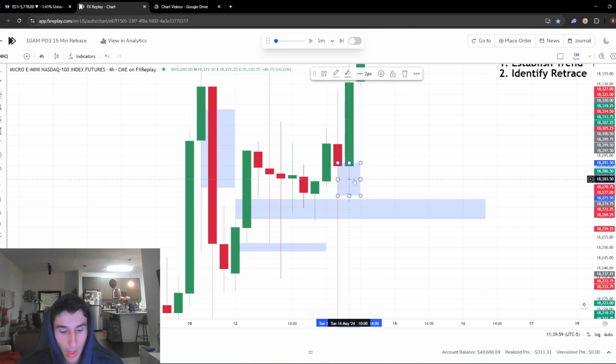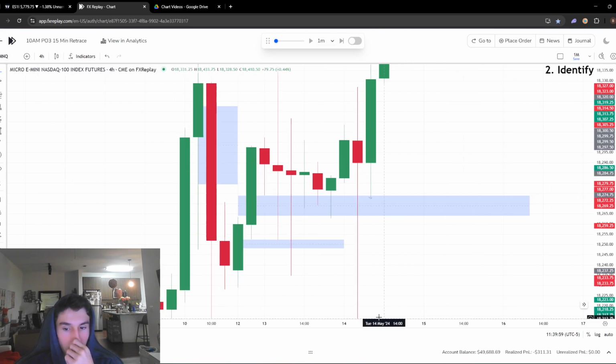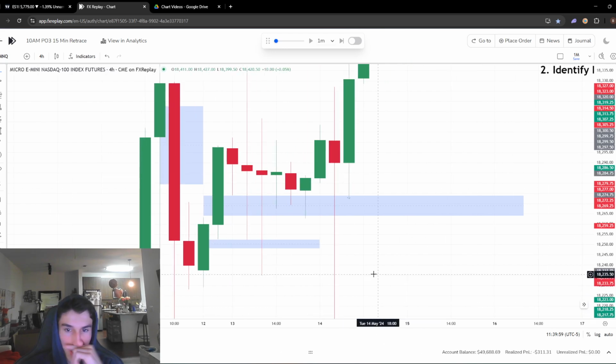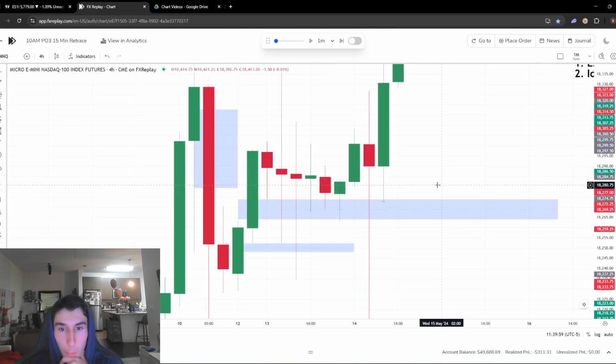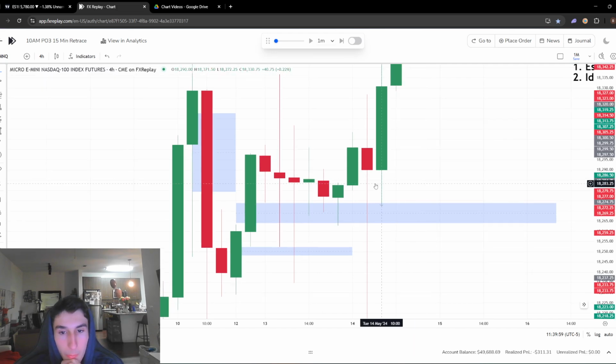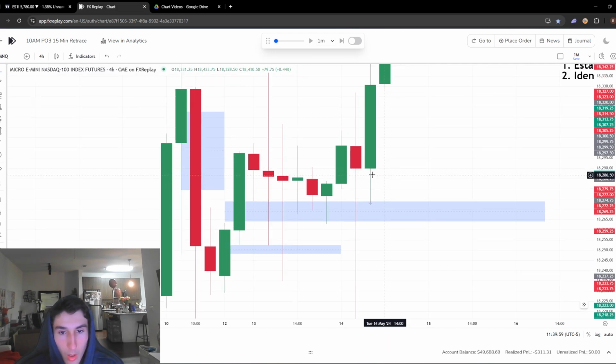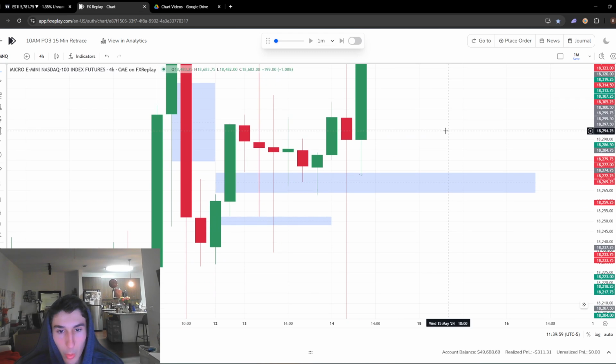The retrace is going to happen. We're going to wait first. So we want to remove this. Boom. So what do we want to see first? We don't see this candle yet, right? We don't see this candle yet. So what do we want to see? We want to see a retrace. So we get the retrace.